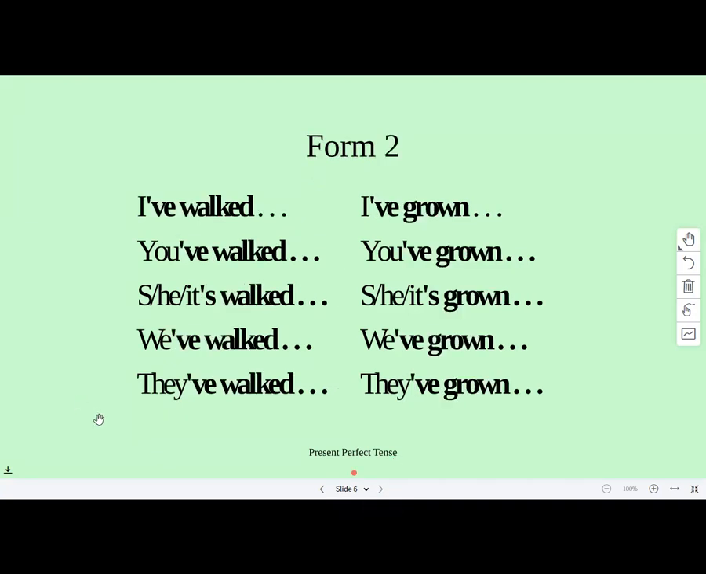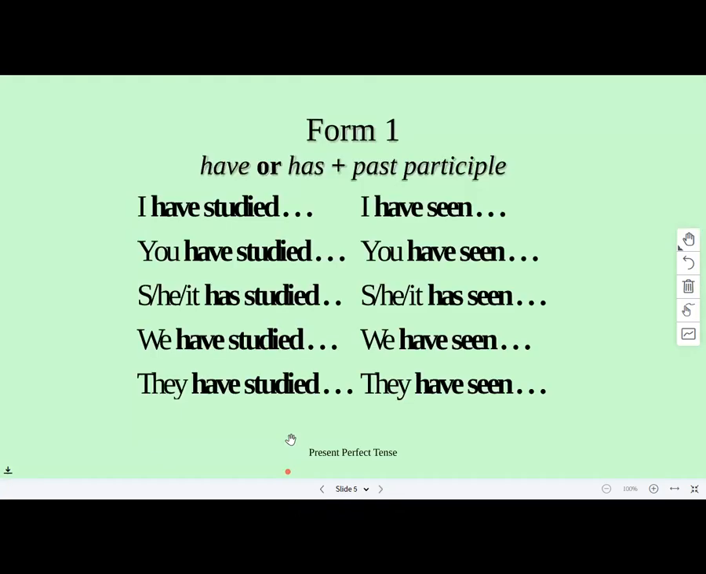Then form 2: I have walked, I have grown, you have walked, they have walked, we have walked, she has walked. So this is how you use it. One thing that I would like to share with you: for the first person pronoun you will use have, but for he, she, it, you will use has because they are singular, right? I and you will use have; they are exceptional cases. With plural, you use have.